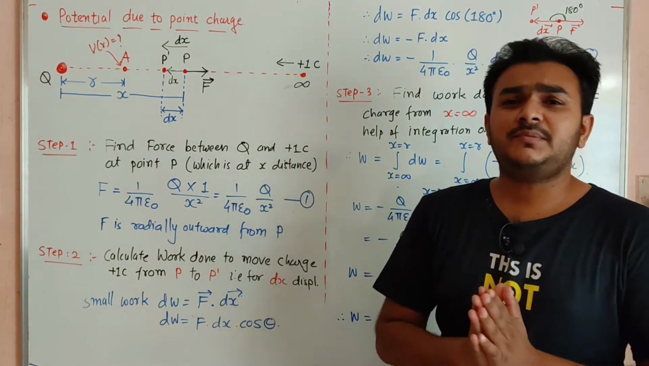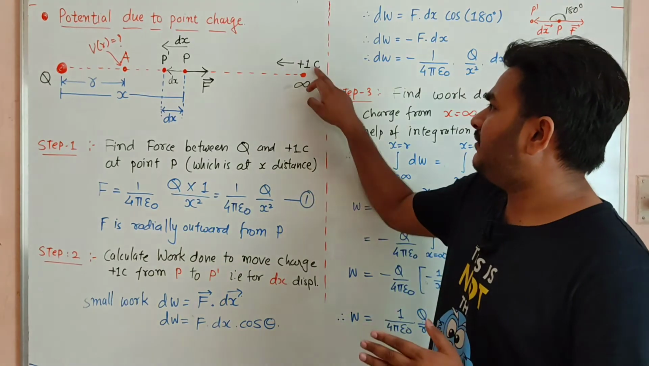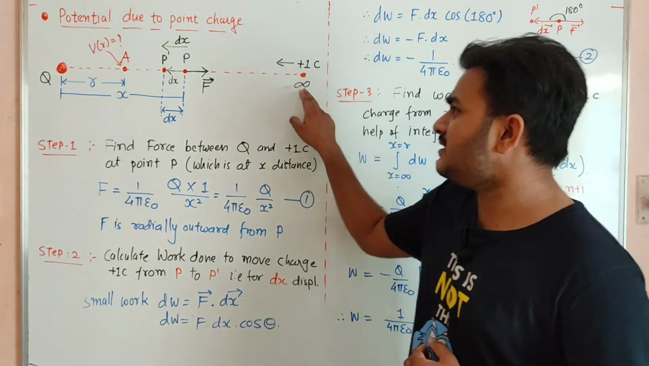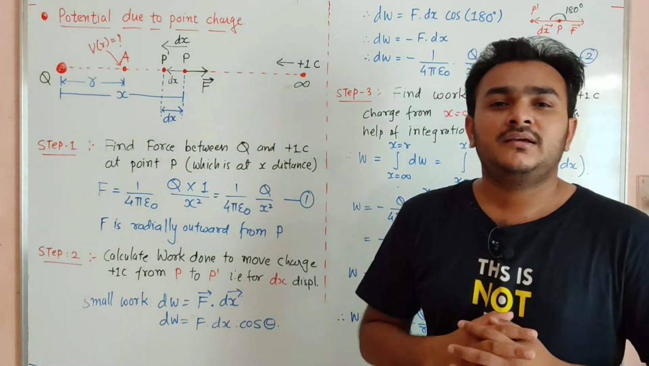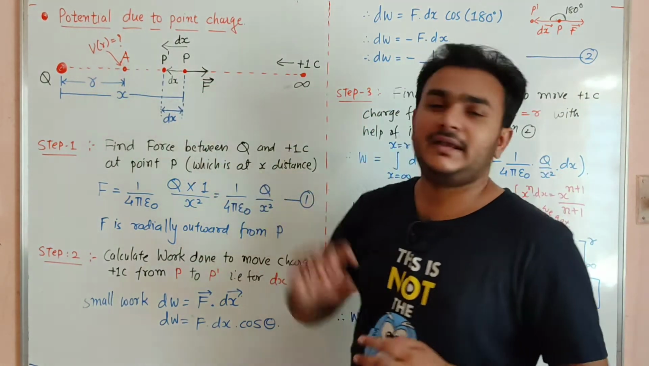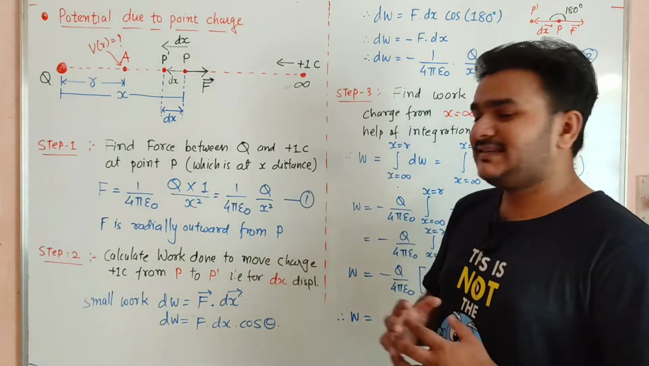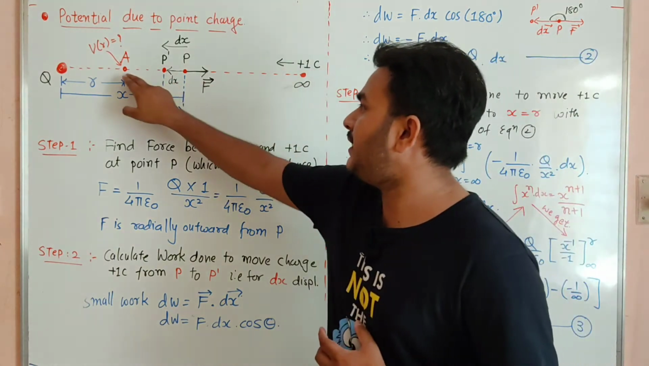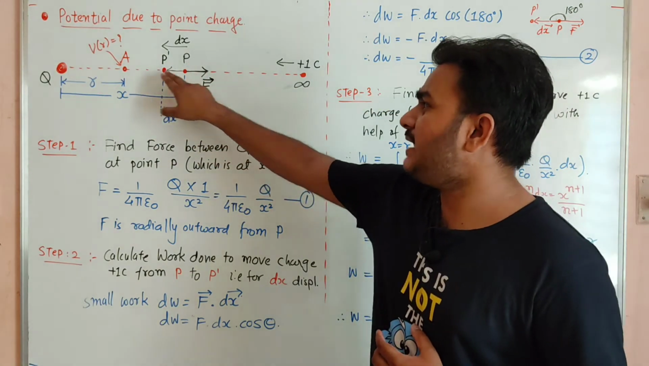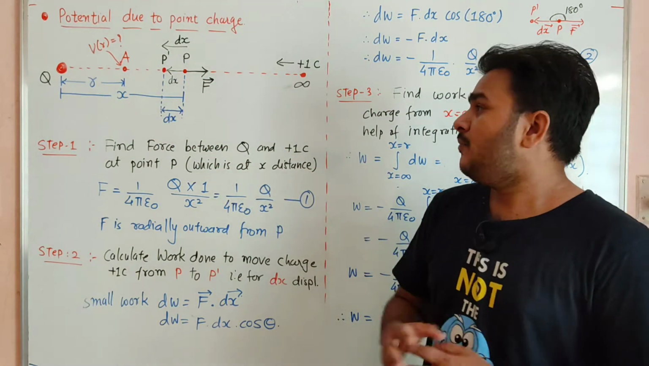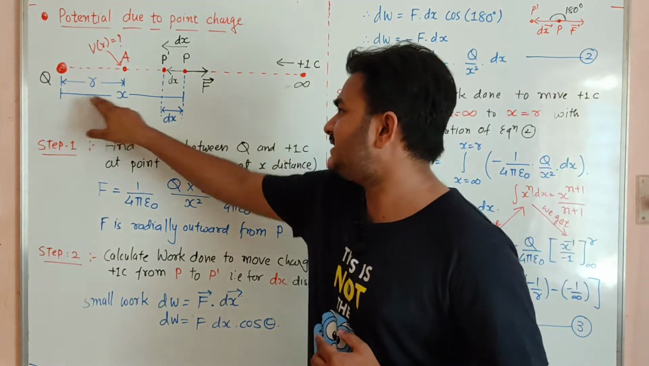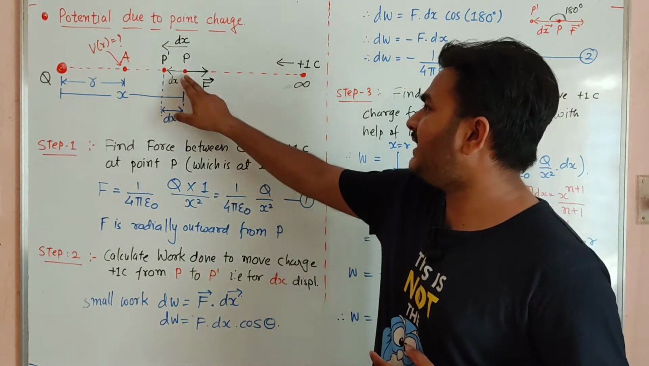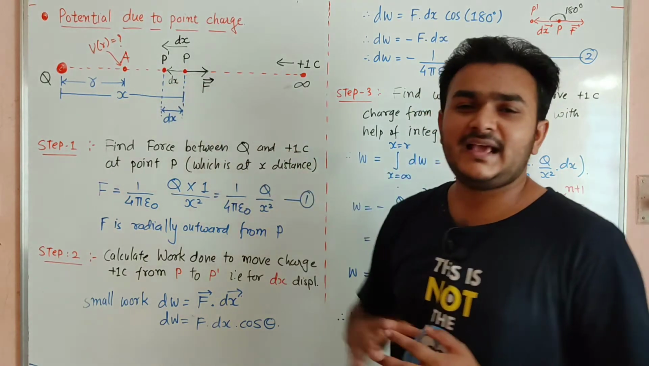Now in the definition of potential, it is said that the amount of work done to bring a unit positive charge from infinity to a point is the potential at that particular point. For that, consider the journey of 1 coulomb charge from infinity to point A via point P and P prime. The position of P is at a distance x from the charge q, and P prime is very near to P, at a displacement dx.